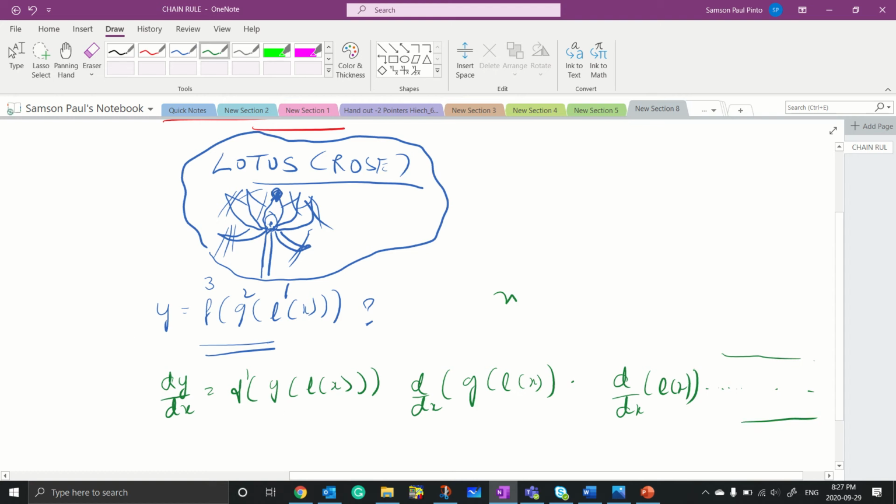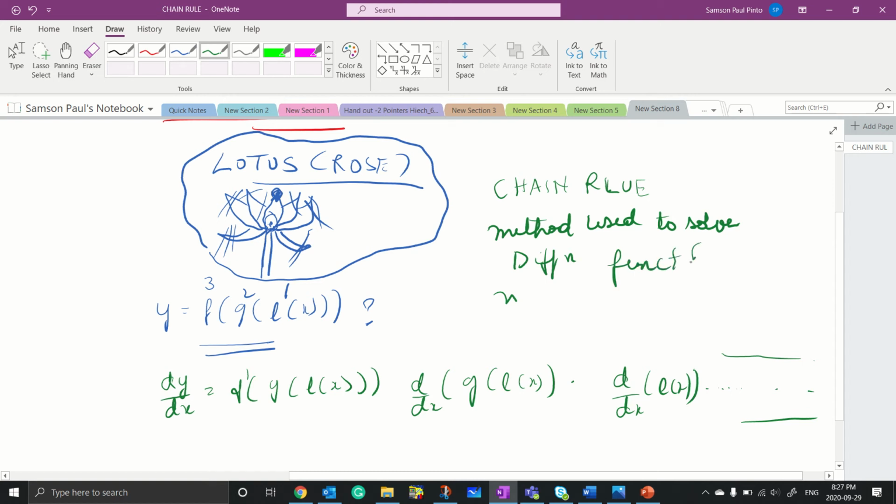So the basic definition is: chain rule is a method used to solve differentiation of functions hidden inside functions. They're not actually hidden, they're actually functions embedded in functions.